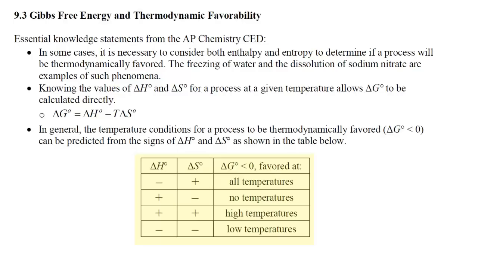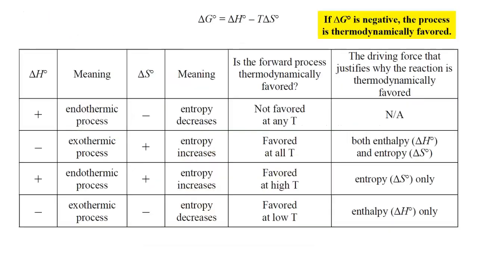And as you can see highlighted on this slide, there are 4 different possibilities with respect to the signs of delta H and delta S. So I'm going to go ahead and present what I had presented in my video that included topic 9.3. Let's go through all 4 of these possibilities. Remember that if delta G is negative, then the process is thermodynamically favored. Otherwise, if delta G is positive, then the process is not thermodynamically favored.